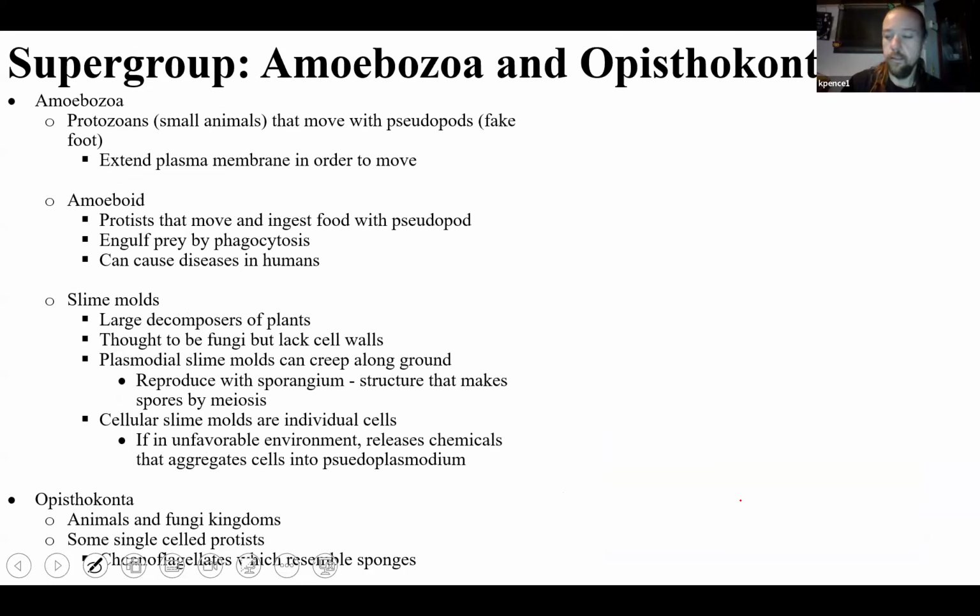Okay, then we have the amoebozoans and the opisthokonts. These are two large groups. The amoebozoans, if you don't know, whenever you see zoa, that is referring to animal. So this is kind of an animal-like cell. And the reason why we call it an animal-like cell is they have the ability to move. They crawl along the surface of whatever they are on.